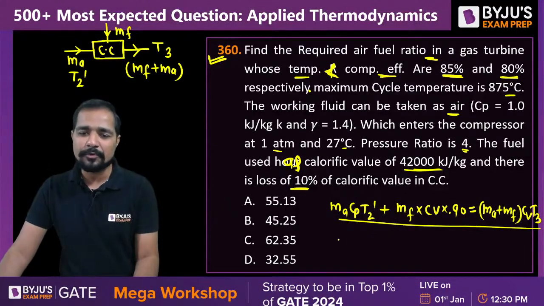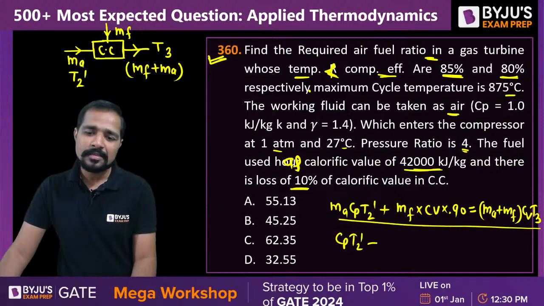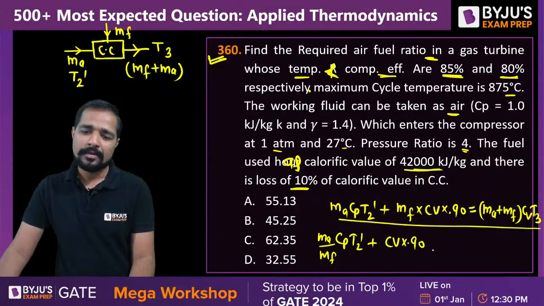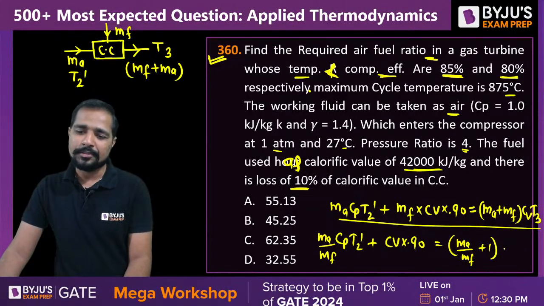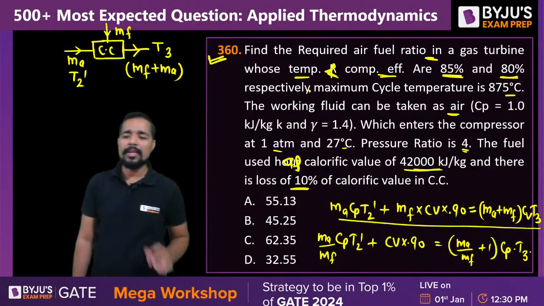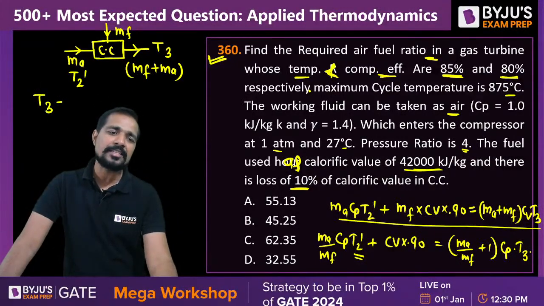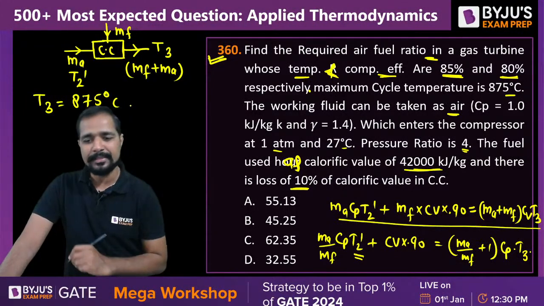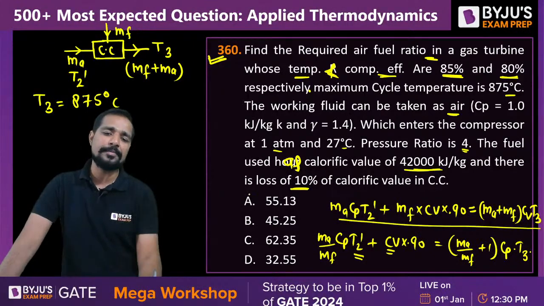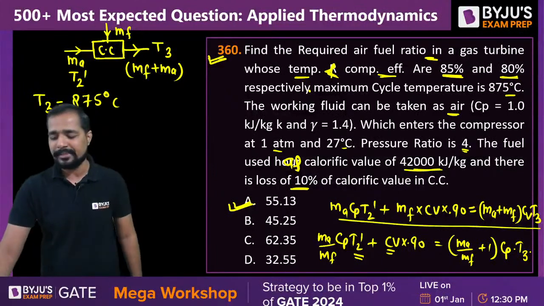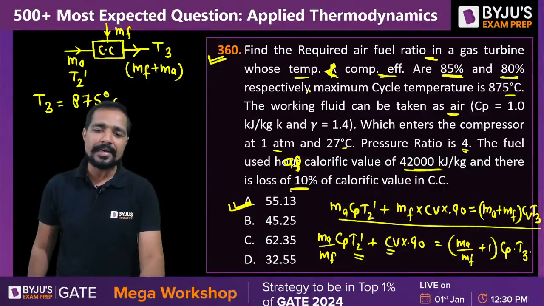If I divide the entire equation by mass of fuel, I'll get Cp into T2 dash plus, this is mass of air divided by mass of fuel, this is Cv into 0.9, will be equal to mass of air divided by mass of fuel plus 1 into Cp into T3, my dear. Now, if you are able to find the value of T2 dash, then everything is given in the question, because T3 is the maximum value that is given to us, 875 degrees centigrade. Combustion ratio is given, calorific value is given. By solving this, are you getting A? That answer is 55.13 will be the correct answer of this question, my dear.